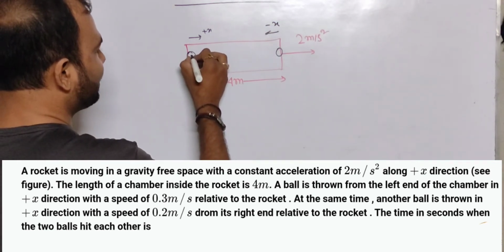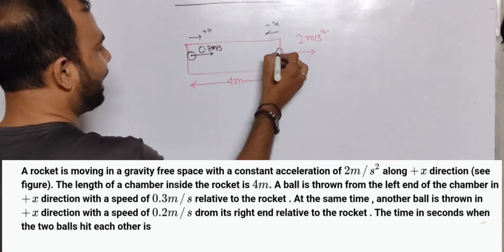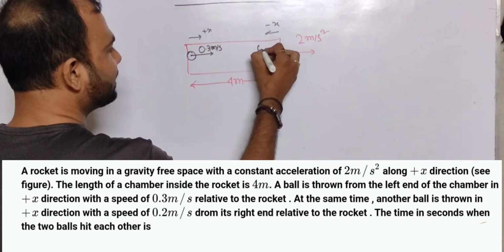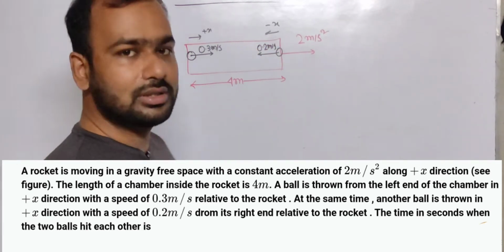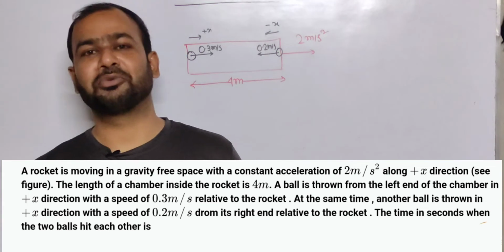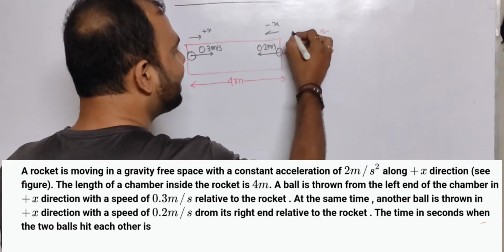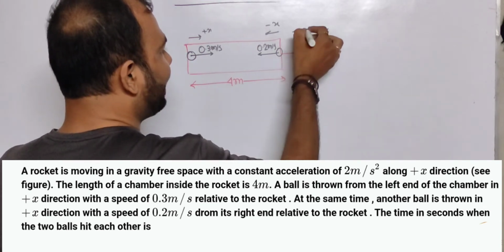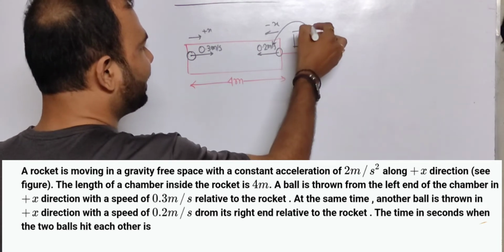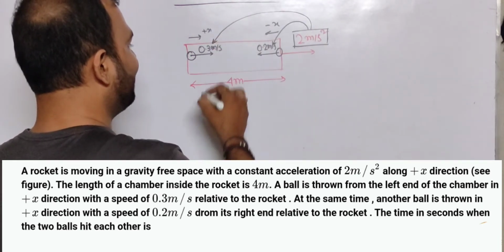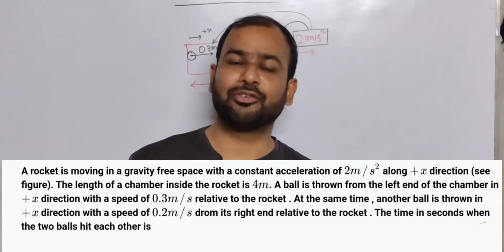The relative velocity of ball 1 is 0.3 meter per second, and the relative velocity of ball 2 is 0.2 meter per second. These velocities are relative because they have been measured with respect to the rocket. Now, the acceleration of the rocket will increase the speed of this ball, but this acceleration will decrease the speed of this ball. We know the relative concept.